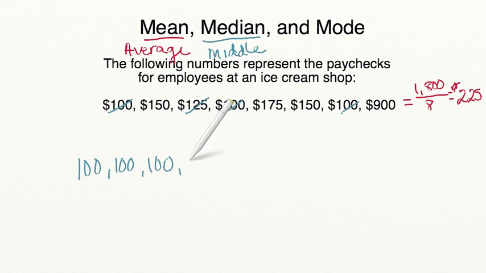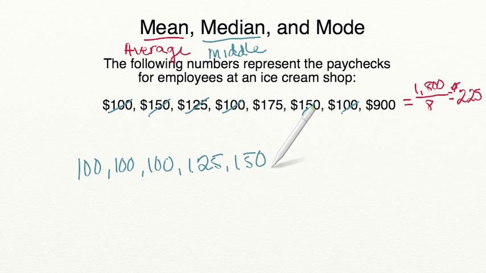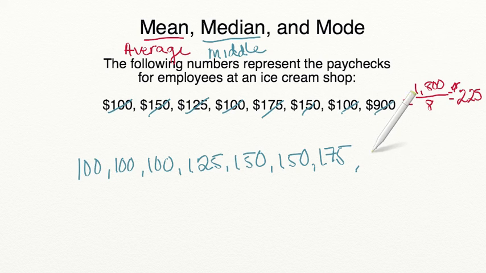Then we have 125. We have 150 twice, so I have it once, I have it twice. I have 175 once. And then, I have 900. That number's a lot different than the other numbers.